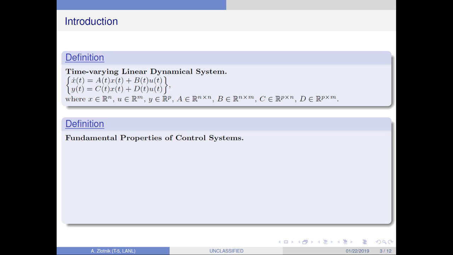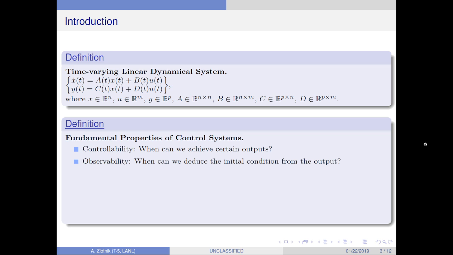So there are several fundamental properties of control systems that we're interested in control theory. So first, controllability, meaning when can we achieve certain outputs? Second, observability. When can we deduce the initial condition from the output? Then there's a notion of realization. That is, can we construct a dynamical model that realizes a given input-output map?